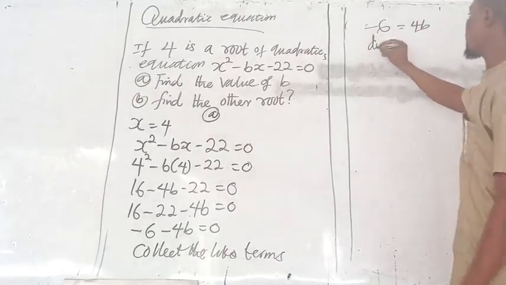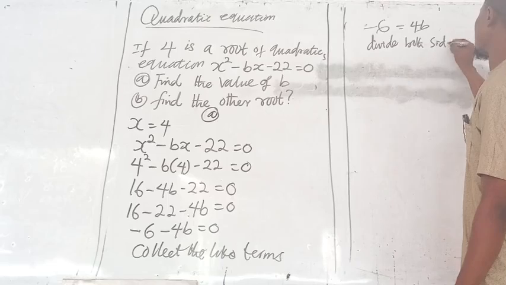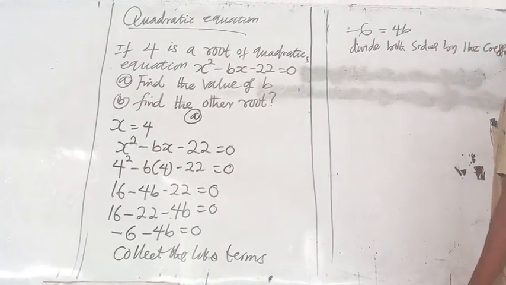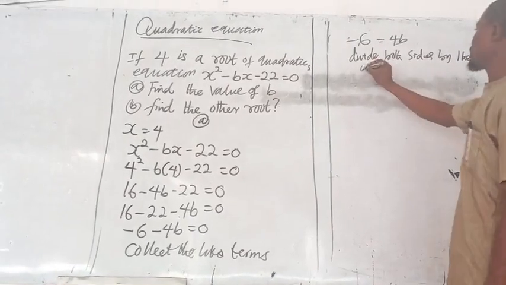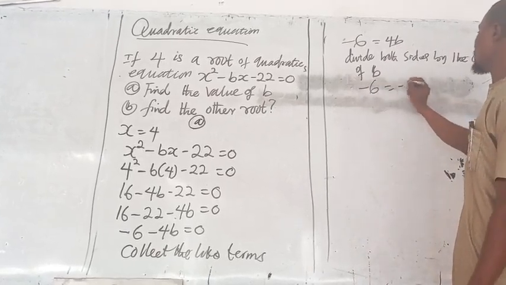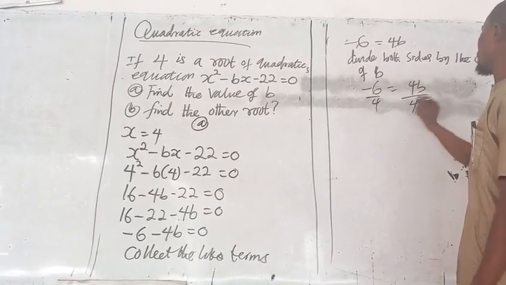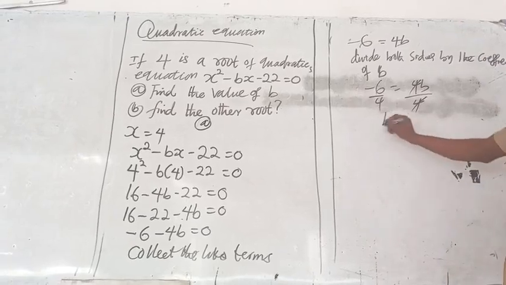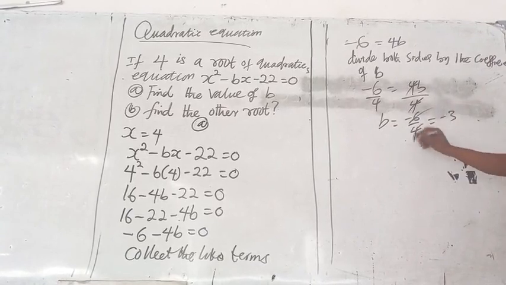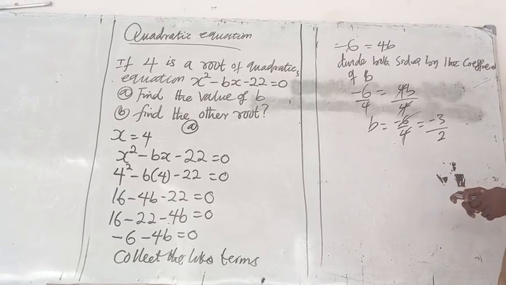then divide both sides by the coefficient of b. The coefficient of b here is 4, which is minus 6 equals minus 4b. Divide both sides by 4. 4 cancels 4. We now have b is equal to minus 6 over 4. Dividing by 2, here we have minus 3, and here we have 2, which means the answer for b is minus 3 over 2.